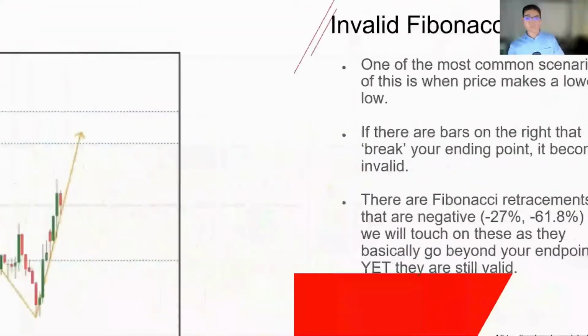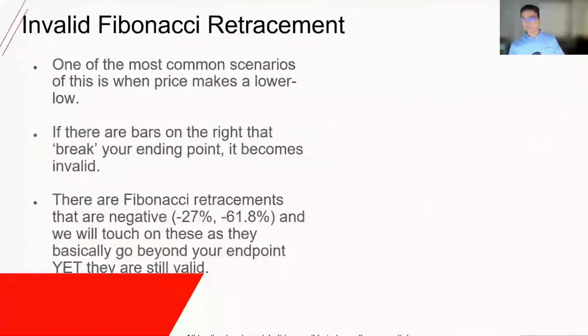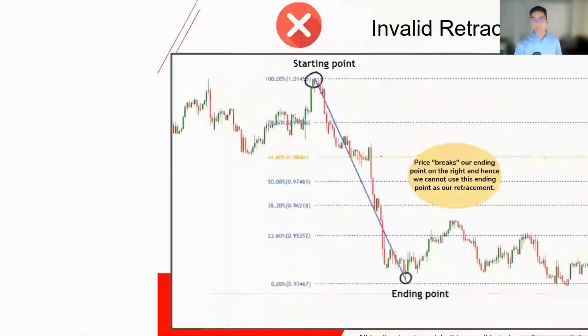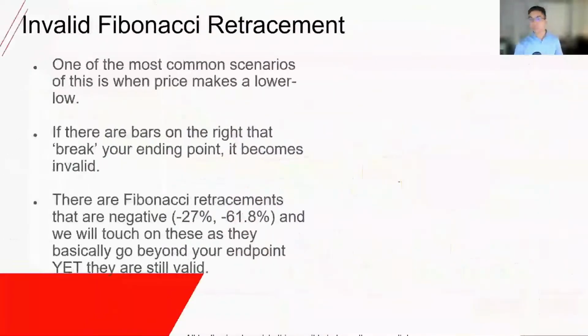Okay, this is not okay. Invalid Fibonacci. When does a Fib retracement become invalid? One of the most common scenarios is when price makes a lower low. Assuming you are drawing a Fibonacci retracement from the top to the bottom, like in the picture, if there are bars on the right that break your ending point, it becomes invalid. Just like I mentioned, if it deviates quite far away, it's invalid.